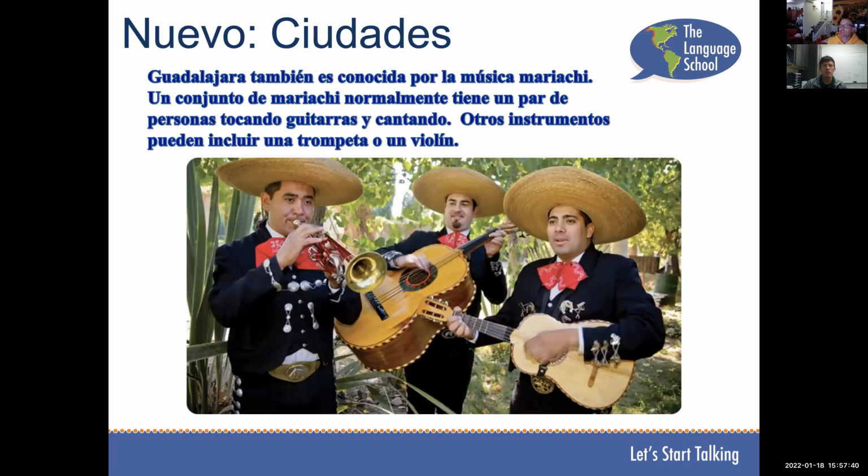Guadalajara también es conocida por la música mariachi. Un conjunto de mariachi normalmente tiene un par de personas tocando guitarras y cantando. Otros instrumentos pueden incluir una trompeta o un violín. So Guadalajara is also known for mariachi music.